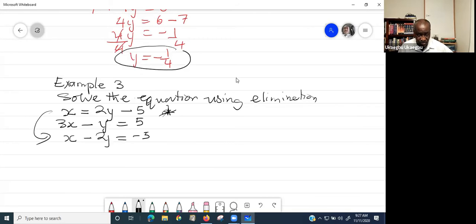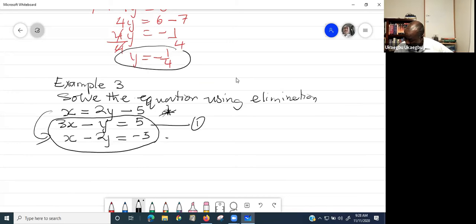All right. So these two equations, the ones that I'm circling right now, are the ones we are going to solve. You can call this one equation one and this one equation two. If you take a look at it, you will discover that the coefficient of x in equation two is one, while the coefficient of x in equation one is three. The same thing happens with y. In equation one the coefficient is one, and the coefficient of the other one is two.